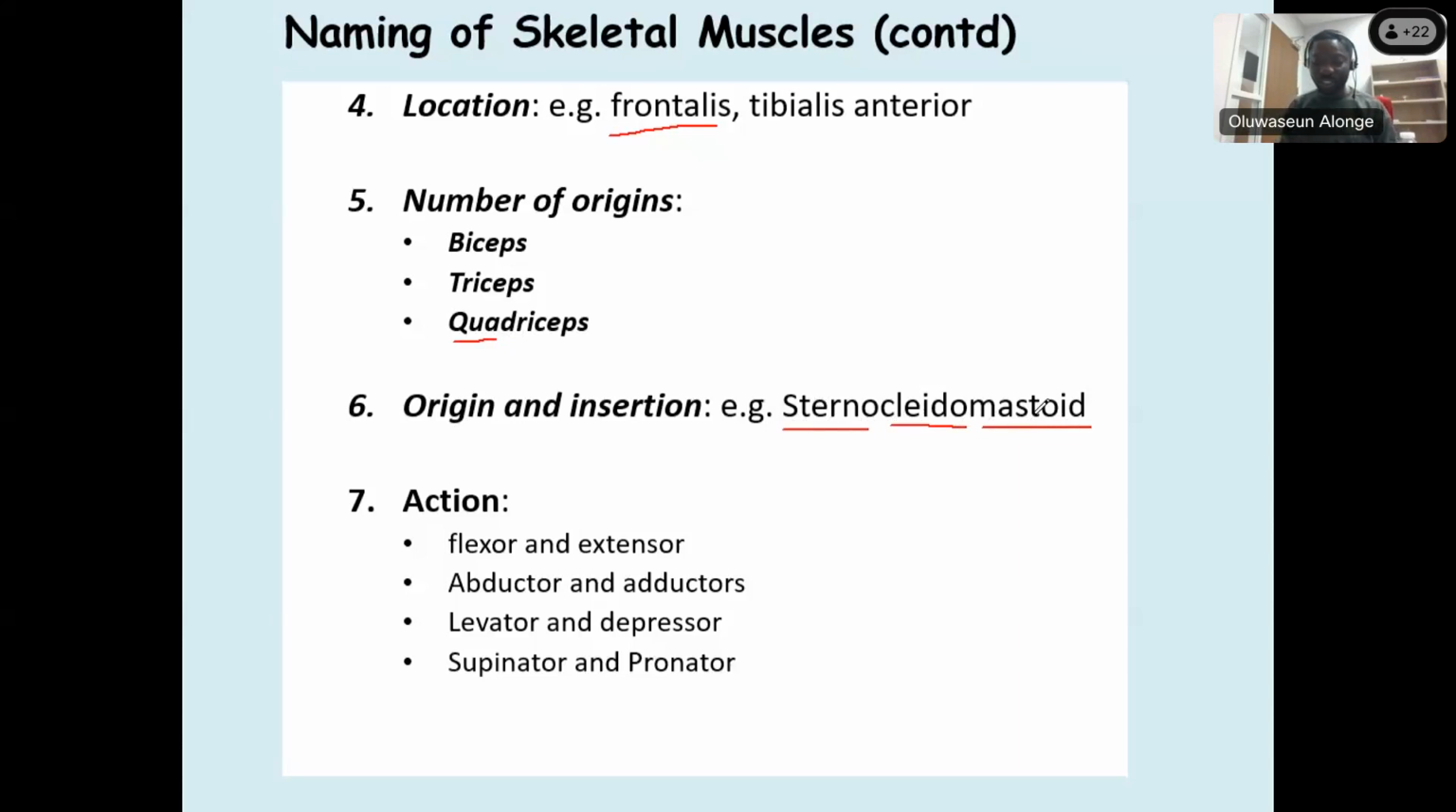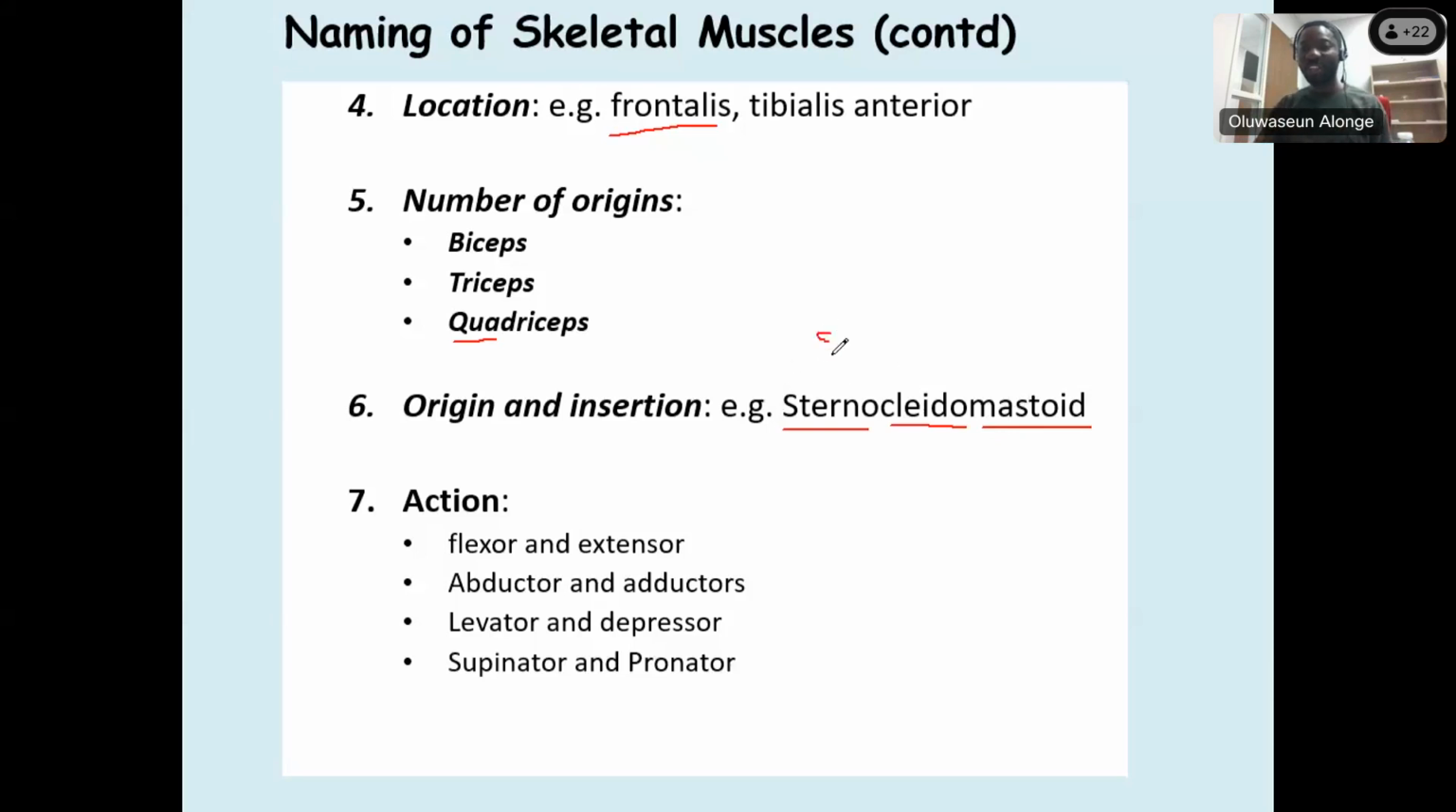Steno is from the word sternum. And cleido is from the word clavicle. And the mastoid is talking about the mastoid process of your temporal bone. Your temporal bone is part of the bones of the skull, you know.